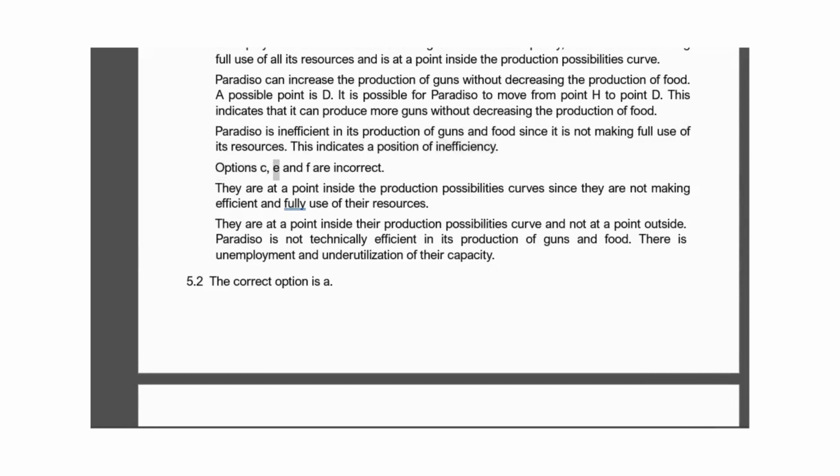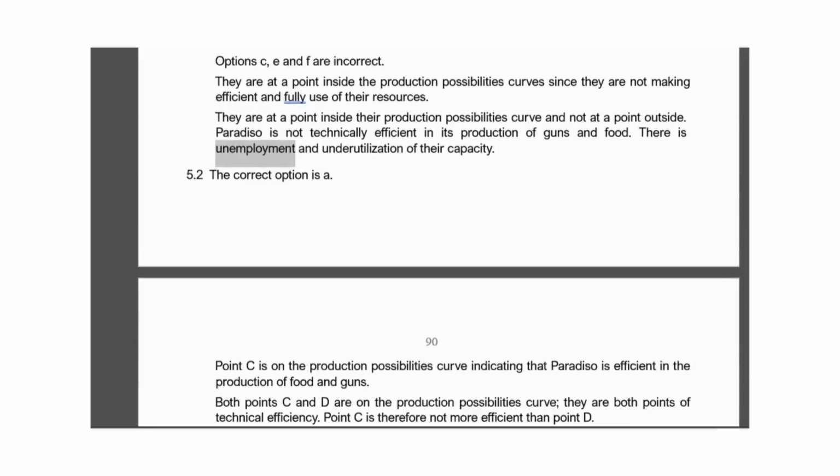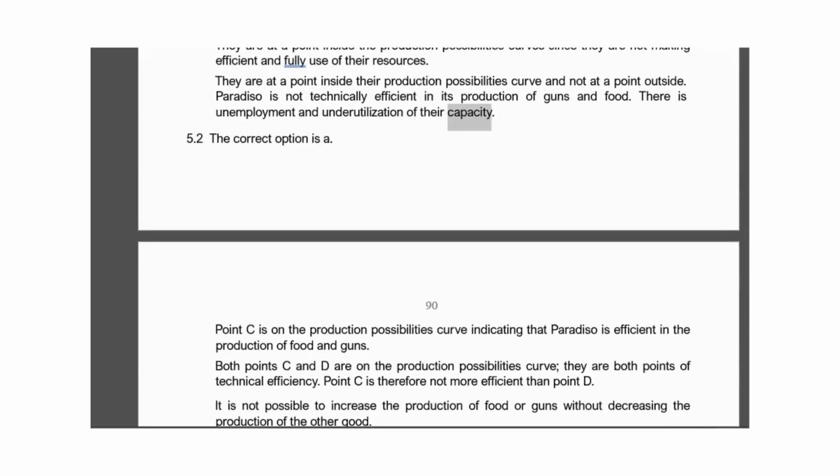Options C, E, and F are incorrect. They are at a point inside the production possibilities curve since they are not making efficient and full use of their resources. They are at a point inside their production possibilities curve and not at a point outside. Paradiso is not technically efficient in its production of guns and food. There is unemployment and underutilization of their capacity.